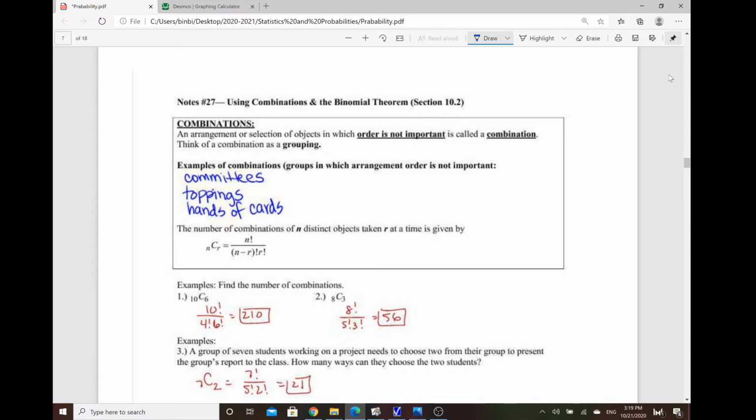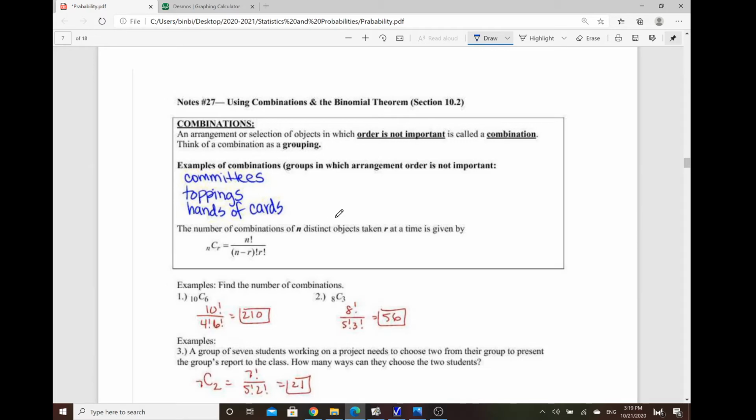So today I would like to talk about combination and also the binomial theorem. Combination, last time we talked about permutation, so this one is quite similar to the arrangement of permutation. Combination is an arrangement of selections of objects in which order is not important, so it's called a combination. Think of combination as a grouping. Examples of combinations, things where order does not matter, include choosing committees, toppings, and hands of cards.